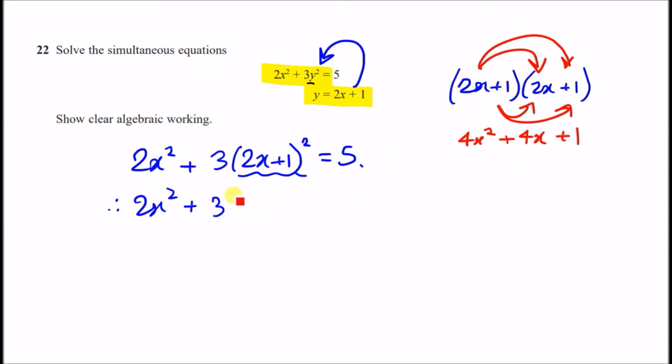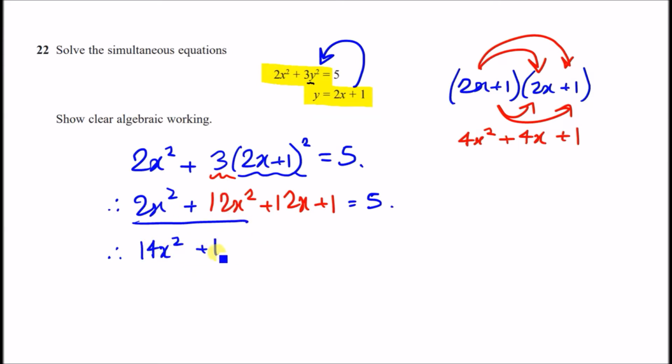And now we're going to multiply all of this by 3, yeah? So therefore, 3 times all of this is going to give us 12x squared plus 12x plus 3, and that's all going to equal 5. Now, one thing you have to always observe for these ones is that this is going to make a quadratic equation, yeah? So what I would do is collect like terms and make it equal to 0. So 2x squared plus 12x squared is going to give us 14x squared plus 12x. Now we got plus 3, subtract the 5, you get minus 2 equals 0.